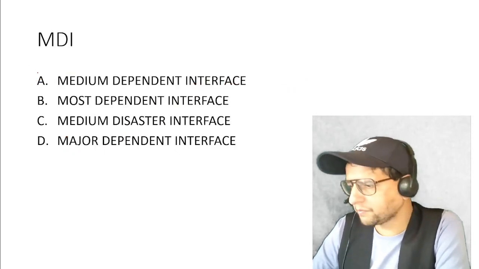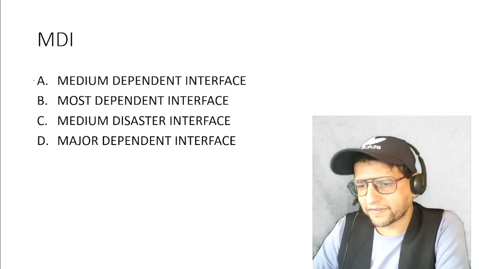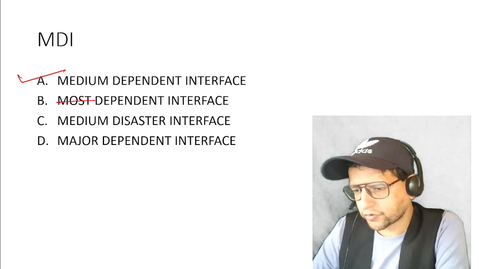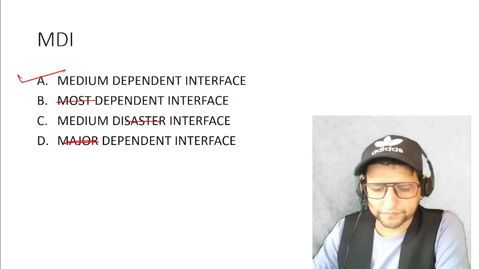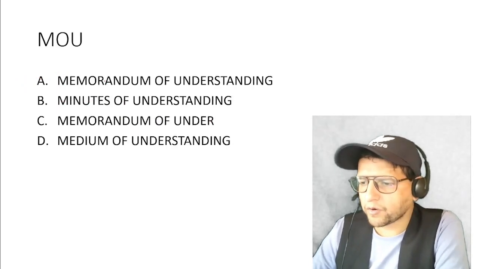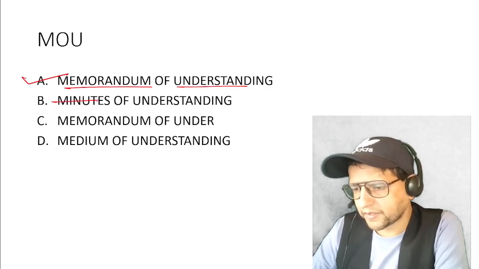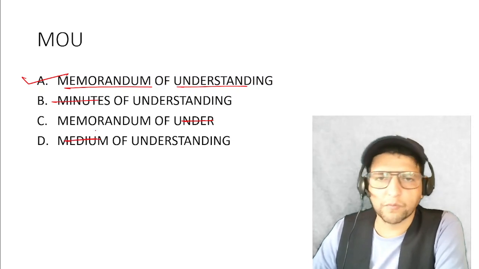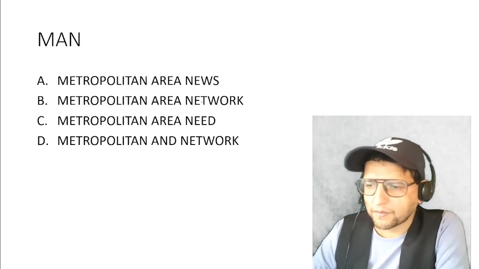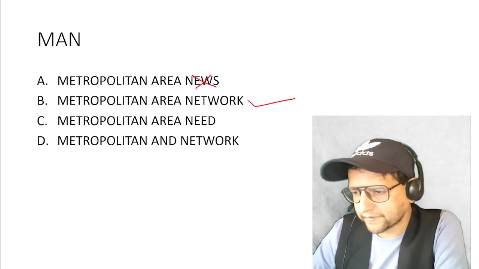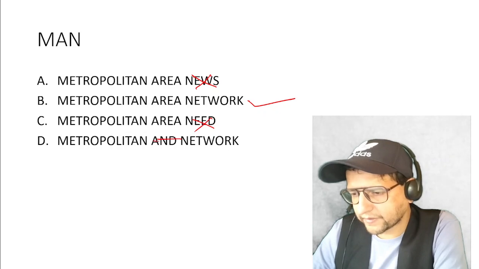MDI is your medium dependent interface. Medium dependent interface. Not most, not disaster, not major. MOU is a memorandum of understanding, where you sign an MOU. It's not minutes, it is not under, it is not a medium, right? It's a memorandum of understanding. MAN is a metropolitan area network. It is not news, it is not need, it is not and.